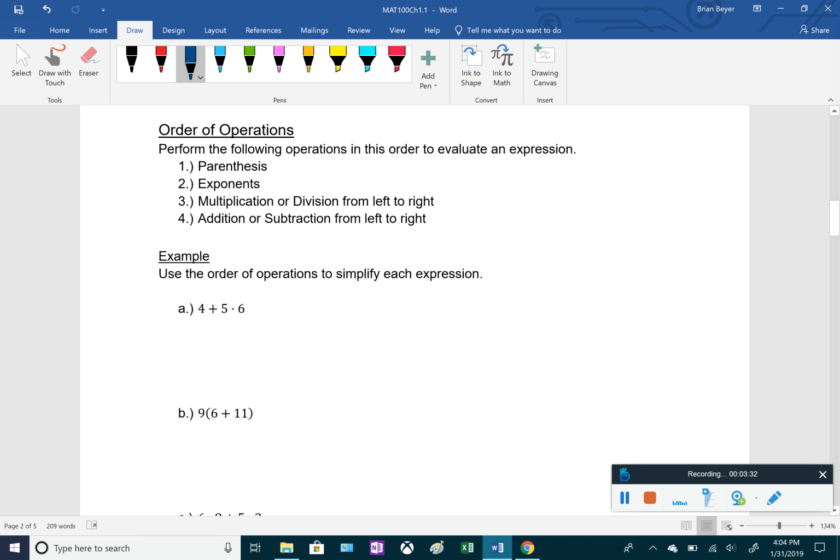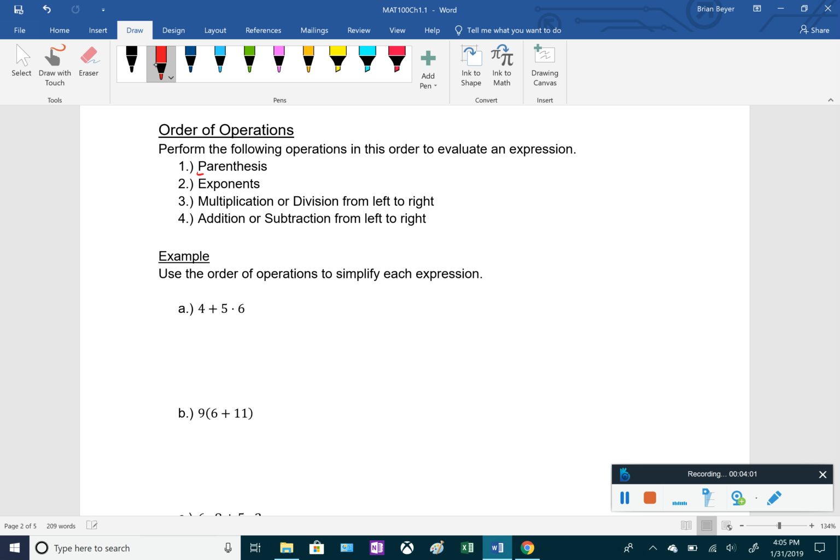Okay, so the next thing is going to be order of operations. So when we're evaluating an expression, the way that we evaluate it matters. The order in which we do it matters. So the first thing we have to do is simplify what's inside parentheses first. The second thing is we have to do exponents. Then we either have to do multiplication or division, whichever comes first from left to right. Then we have to do addition or subtraction, whichever comes first from left to right.